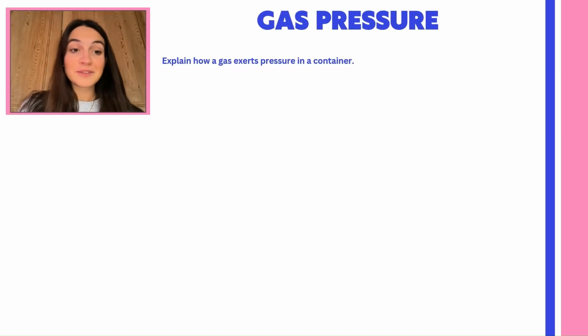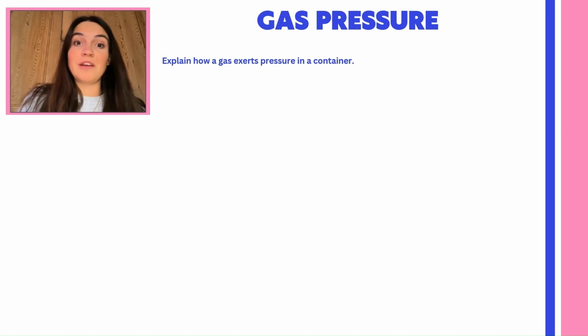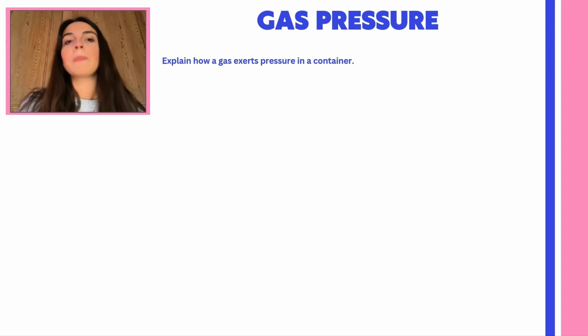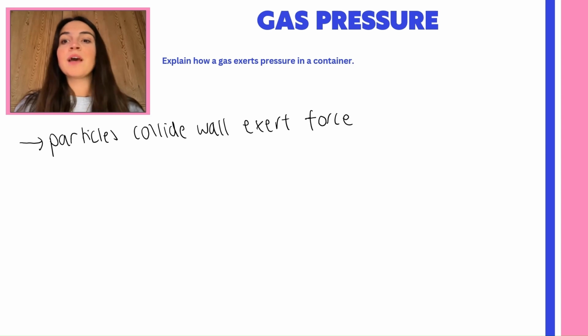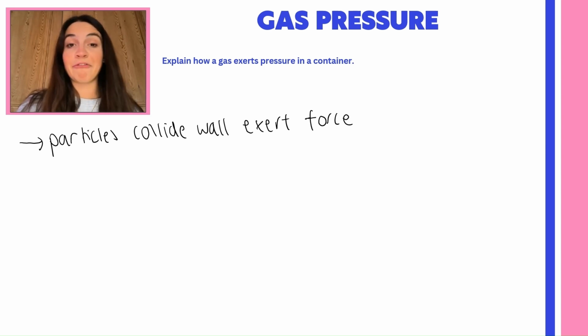Okay, so our first question here is explain how a gas exerts a pressure on a container. Basically, there's a set mark scheme that you need to learn for this kind of question. First things first, you have to mention that it is the gas particles colliding with the walls of your container that are therefore exerting a force on your container. So that's the first thing.